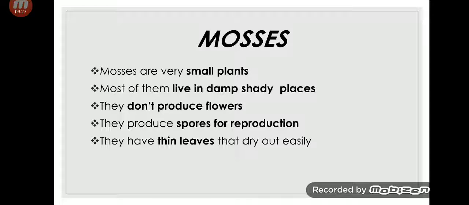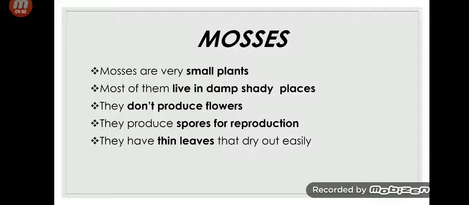I will revise this slide. We have 5 points about mosses. They are small plants, they live in damp, shady places, they don't produce flowers, they produce spores for reproduction, and they have thin leaves that dry out easily. Now I'm going to show you how a moss looks.